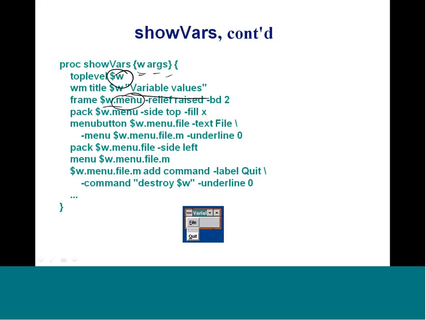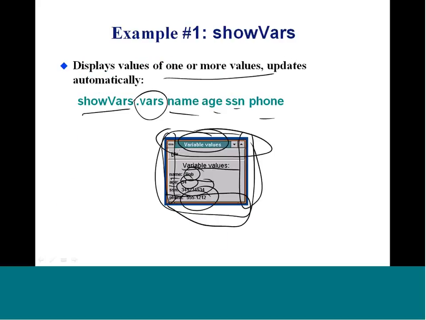And then we pack that on the side top with fill, and then we specify the menubutton, menu, file. So you can see that $w is the main window, the top level, which is the dot, and then it has one child menu and then another child file. And then this file we call it with the text as File, and then we specify its own attributes, and that has this M. So if you look here, that's this particular window.